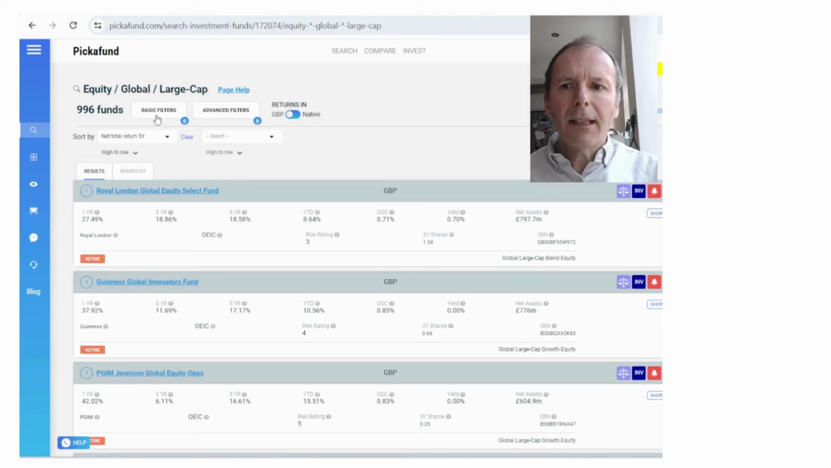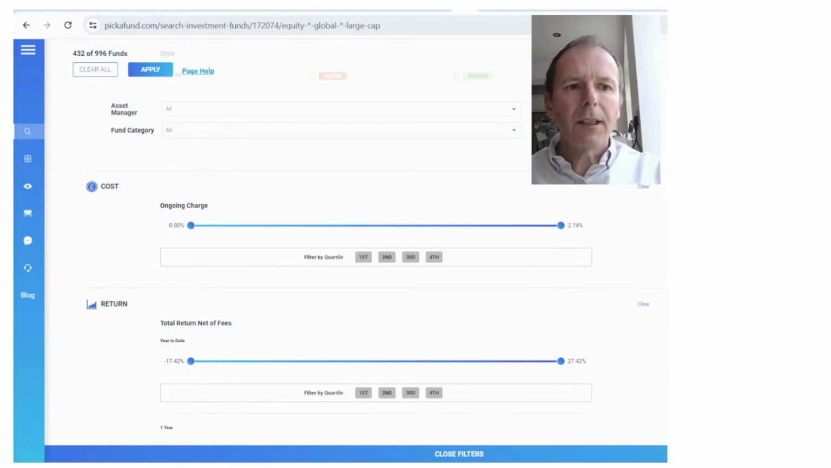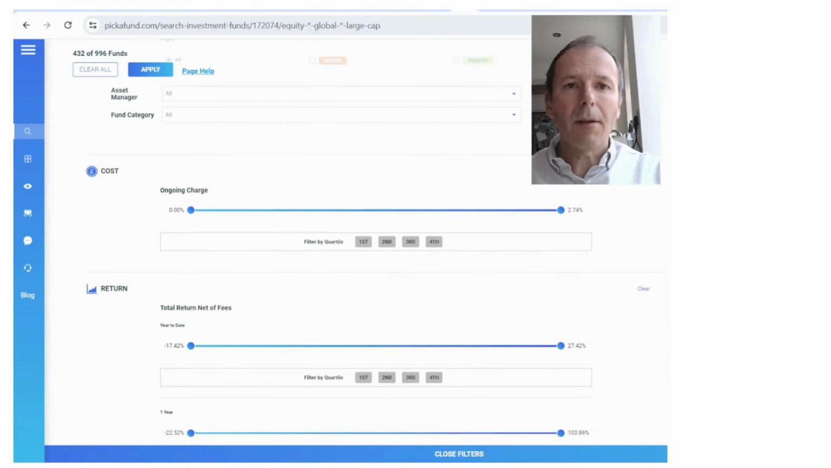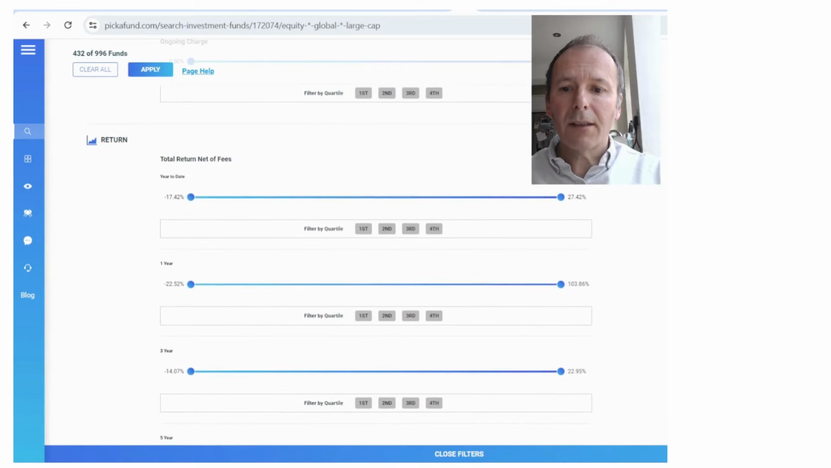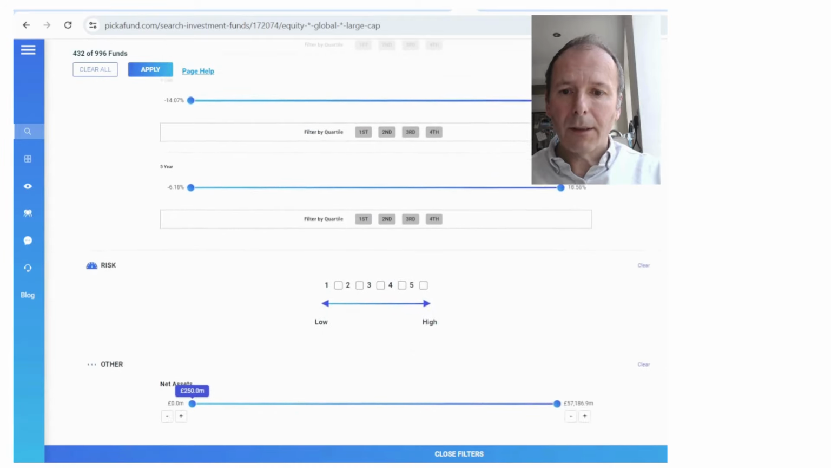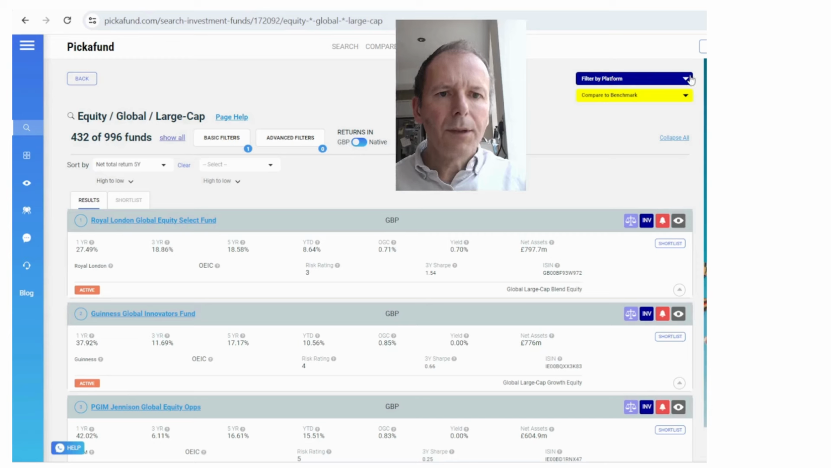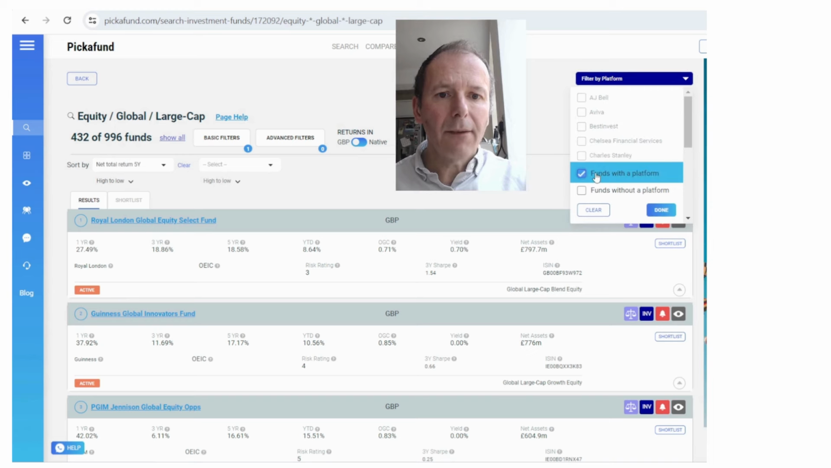So next we hit the basic filters button and apply a few filters. We can filter by things like cost, ongoing charges, returns net of fees, and also by quartile, and then we can filter by risk, which I think maybe needs a bit more definition, and we can filter by net assets and yield. And what we've done is we've filtered by net assets of 250 million or more. And we can also filter by platform to select funds that have a platform you can buy them on.